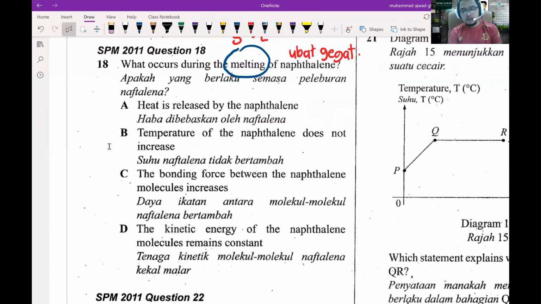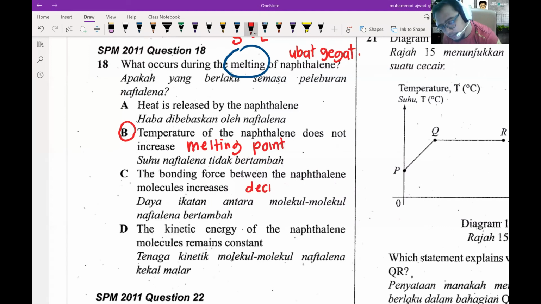Okay, temperature of naphthalene does not increase. The bonding force increase. The kinetic energy constant. Mana betul? E. B. Okay, during melting, temperature of naphthalene does not increase. Okay, remain constant. Dekat kita bagi apa? They remain at the temperature of melting point. Okay, the bonding force is decreases. Okay.